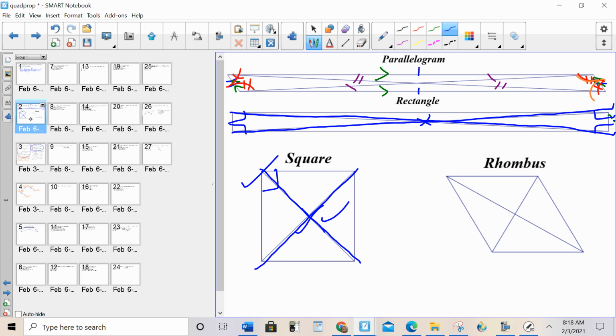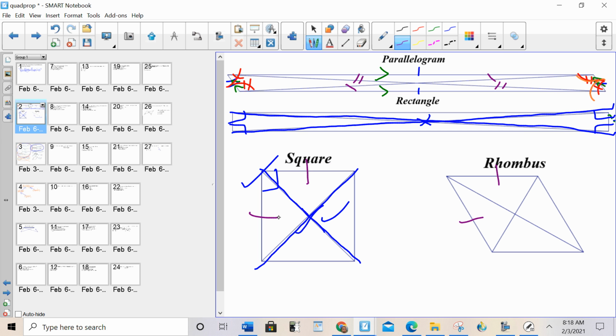Let's talk about the rhombus. The rhombus has 3 additional properties. The main property I think of when I think of a rhombus is that all sides are congruent, or consecutive sides are congruent. Since a parallelogram already has opposite sides congruent, consecutive sides are congruent. Does a square have that? Yes, a square does have all or consecutive sides congruent.